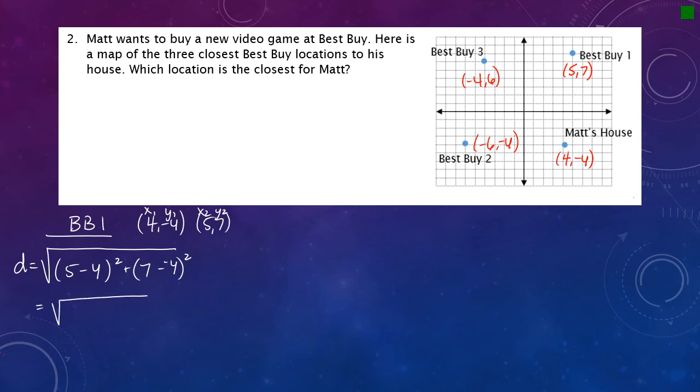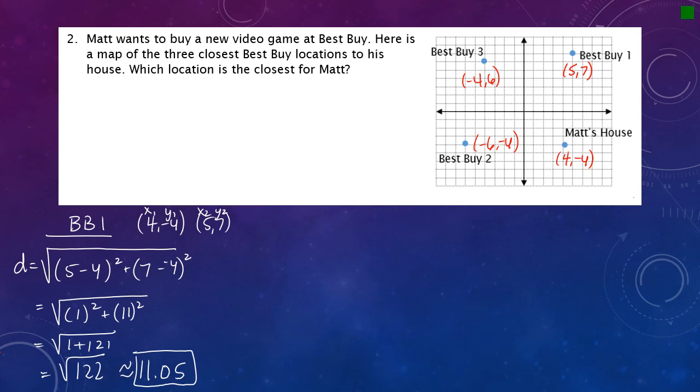And if you wanted, you could go straight to your calculator at this point. I'm going to do the work by hand, but a calculator would be just fine. So 5 minus 4 is 1, and then 7 plus 4 is 11. So what I really have here is the square root of 1 plus 121, or the square root of 122. And then again, I'm going to use my calculator, and I get 11.05 approximately. So this doesn't give us a unit, but I'm assuming something like miles away from his house. All right, so now let's do Best Buy 2.